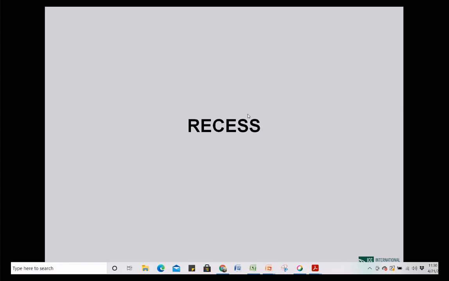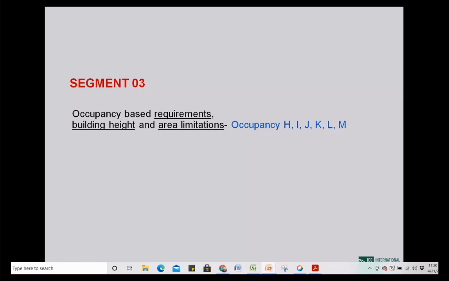So we are back again, and let us go to the next segment of our presentation. This is segment 3, almost similar to segment 2, just dealing with a few more occupancies: H, I, J, K, L, and M. A few of them are new, so they will have much more elaboration, new rules or specific rules. We'll go into the details for them. So let's start.